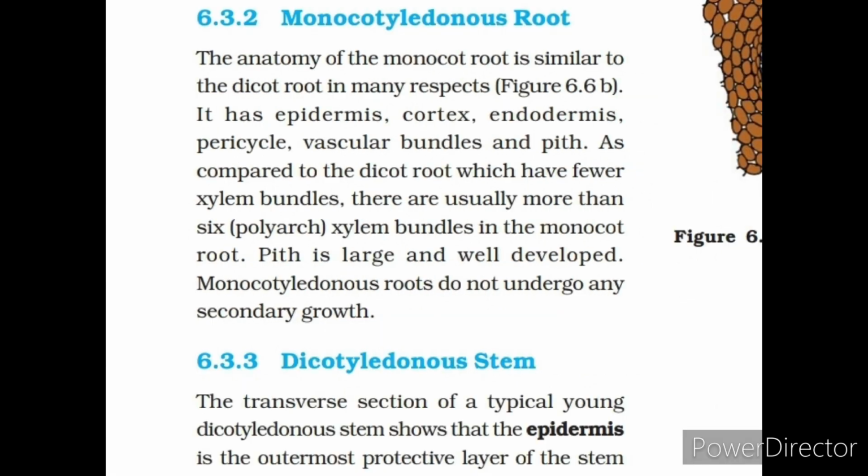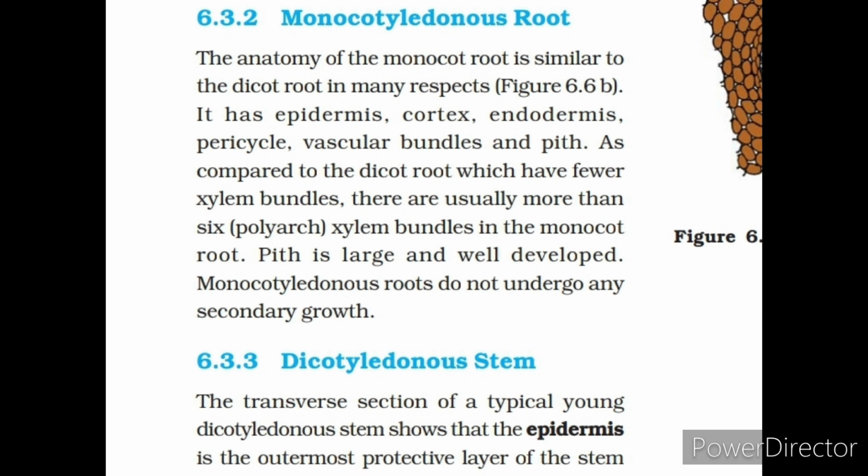Monocotyledonous root. The anatomy of the monocot root is similar to the dicot root in many respects. It has epidermis, cortex, endodermis, pericycle, vascular bundles and pith. As compared to the dicot root, which has fewer xylem bundles, there are usually more than 6 polyarch xylem bundles in the monocot root. Pith is large and well developed. Monocotyledonous roots do not undergo any secondary growth.